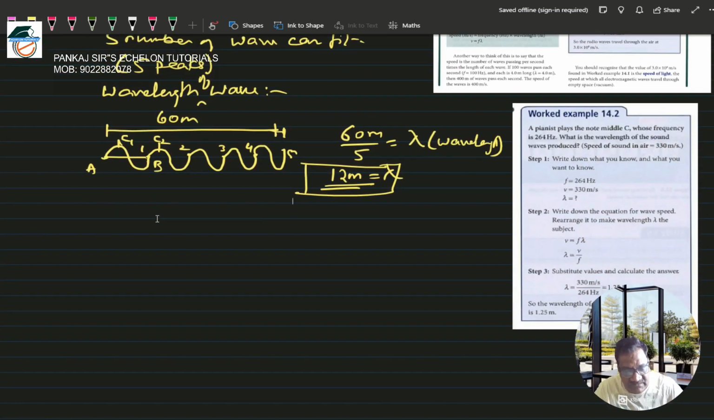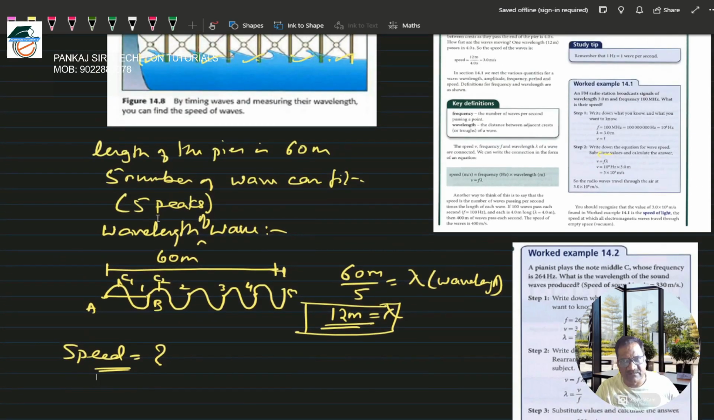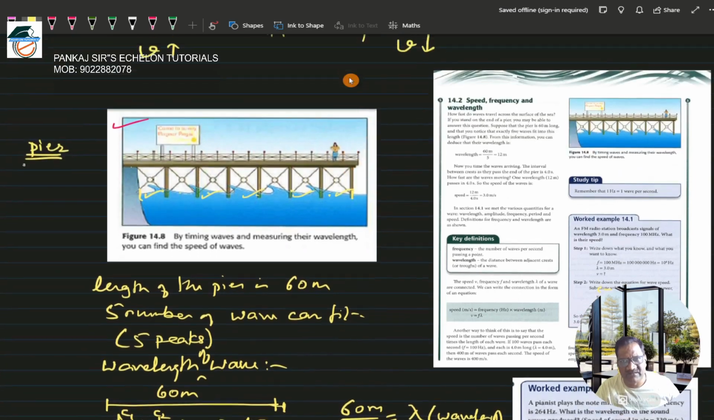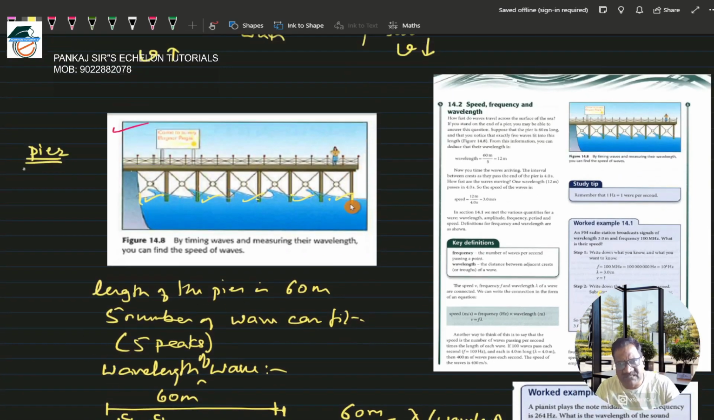Now he is telling you that the speed of the wave is how much. Okay, speed is how much. And for that he is telling you that from the end of the peak, that is this point, let me go back to the diagram, from this point here, it takes 4 seconds for a crest to pass from this point.